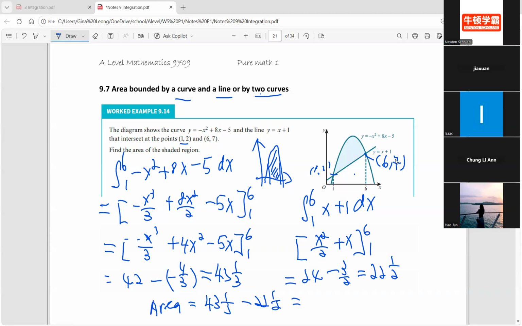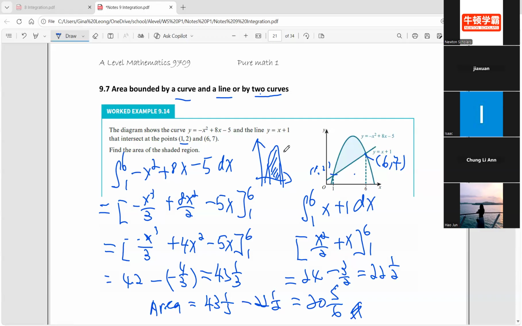So 43 1 over 3 minus 22 1 over 2. Okay, my answer is 25 over 6. Okay, so straight away I will get the answer. I no need to care about the point here or the length or whatever things are. I no need to care about that.